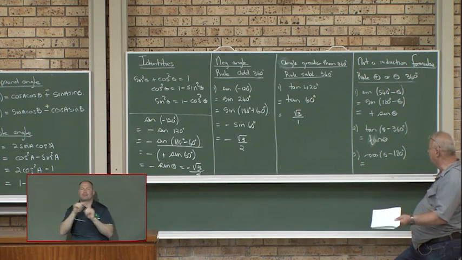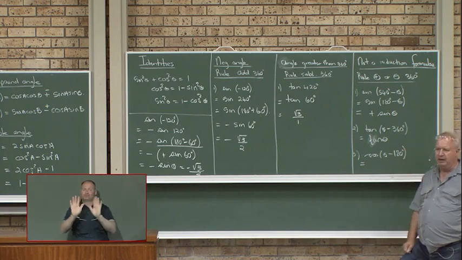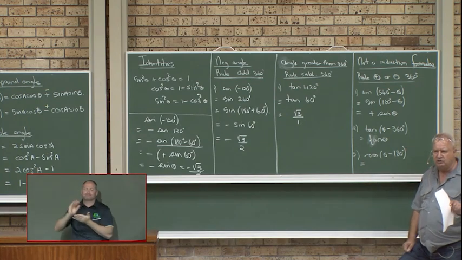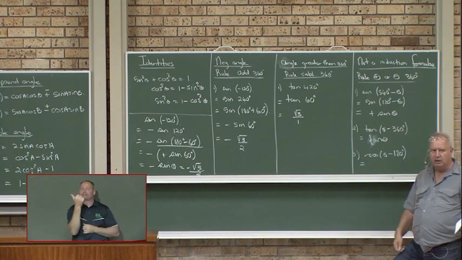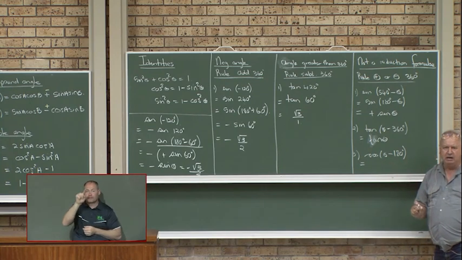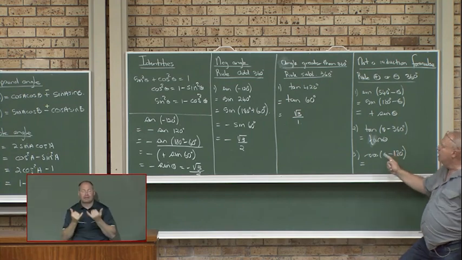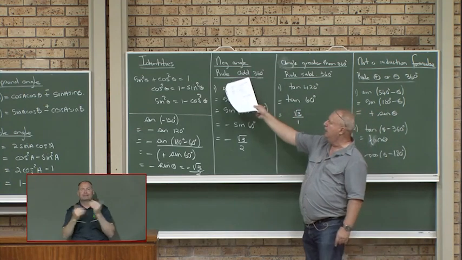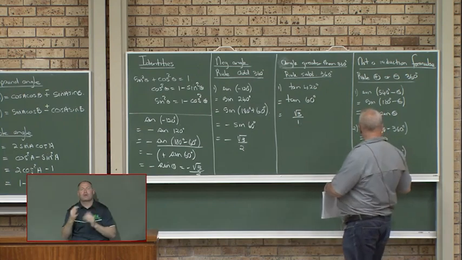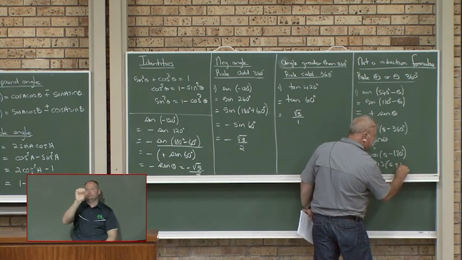Or you can just do the following. You could say, not a reduction formula. If it's not a reduction formula, I must add or subtract. Now, do I add or subtract? Theta is an acute angle. An acute angle minus 180 is a negative angle. How do I work with the negative angle? I add 360. So if I add 360 to that, it becomes the cos of theta plus 180 degrees.